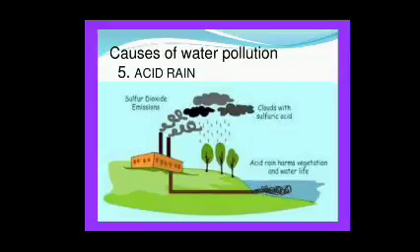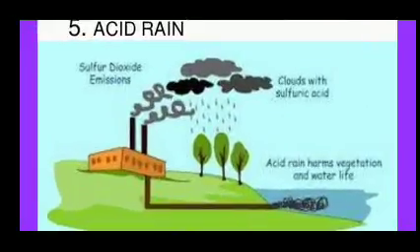In industries, sulfur dioxide is released and mixed into clouds. These clouds release water mixed with oxides of sulfur and nitrogen, which combine to form acids. Acid rain. Sulfur dioxide emissions from industries. Clouds with sulfuric acids. Acid rain harms vegetation and aquatic life.